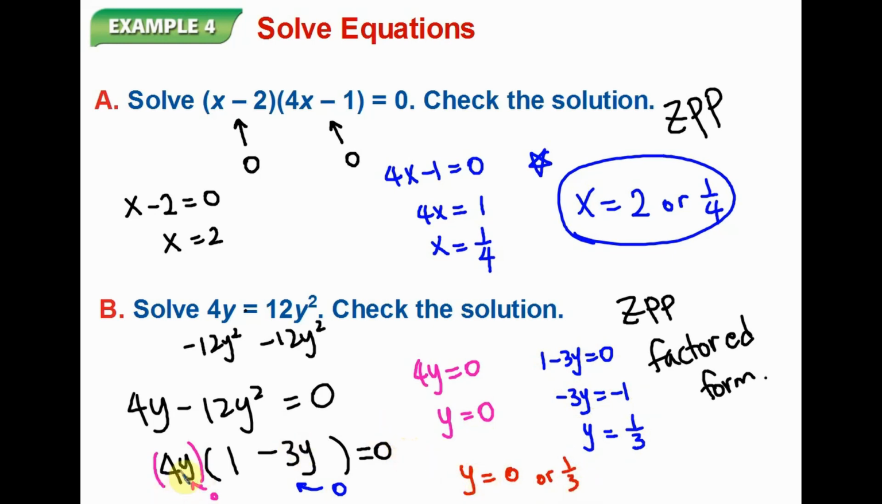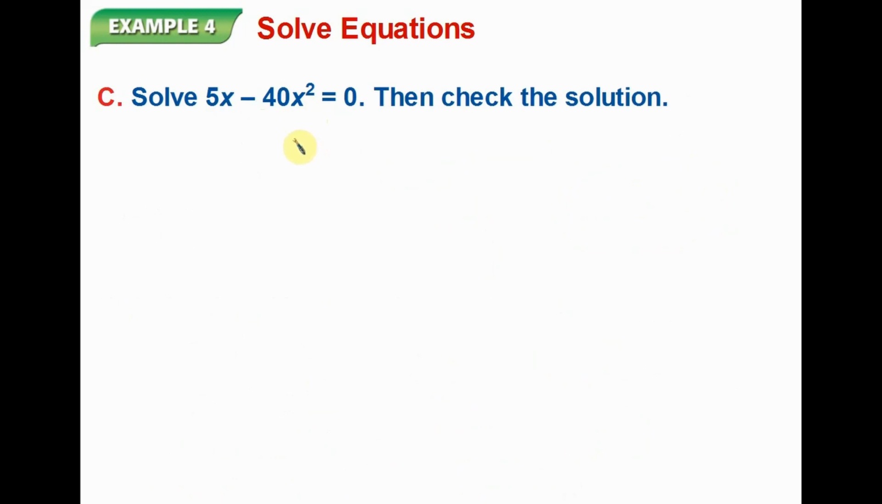because if you plug in 0 in here, the whole term 4 times 0 will become 0. So whatever this term becomes, 0 times this term has to equal 0. Similarly, if you put 1/3 in here, negative 3 times 1/3 will become negative 1. So 1 minus 1 becomes 0. So whatever this term will be, if you multiply it with a 0, you will still get 0. Part C, solve 5x minus 40x squared is equal to 0, then check the solution.